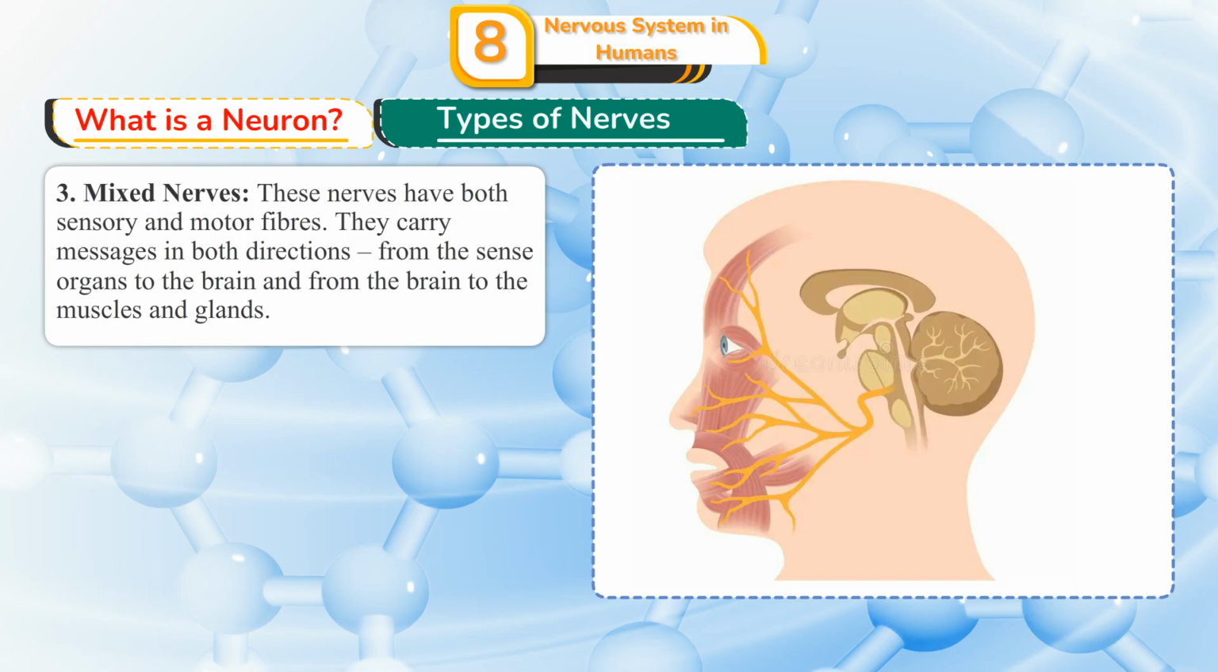3. Mixed nerves. These nerves have both sensory and motor fibers. They carry messages in both directions, from the sense organs to the brain, and from the brain to the muscles and glands.